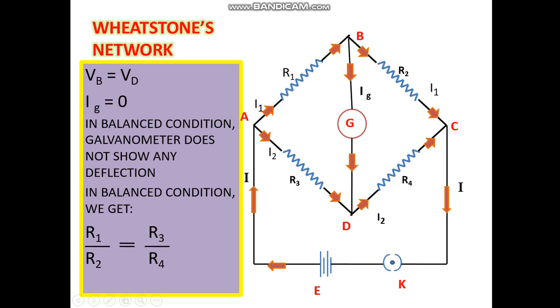And in this balanced condition, we get the ratio R1 upon R2 is equal to R3 upon R4. Likewise, we can also say R1 upon R3 is equal to R2 upon R4. Let us prove this using Kirchhoff's law, which we have dealt with in another proof using the Kirchhoff's law.